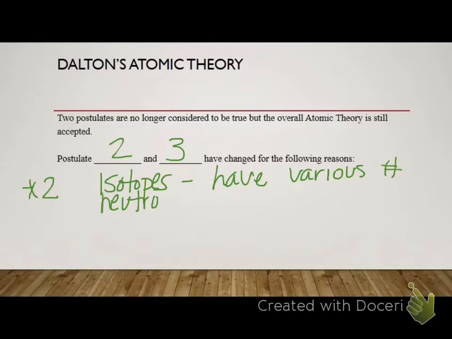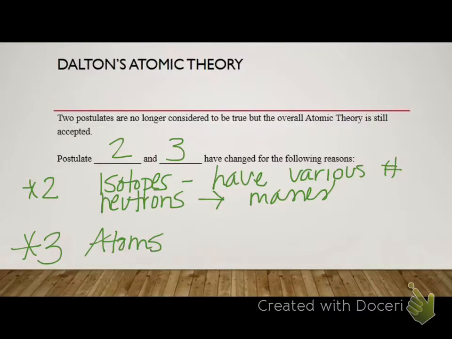Although their properties are still basically the same, they do have different masses, so they're not exactly the same. And then, of course, at the time we didn't know, but we can subdivide atoms, and they can be destroyed in nuclear reactions. But remember, atoms can be subdivided into protons, neutrons, and electrons.